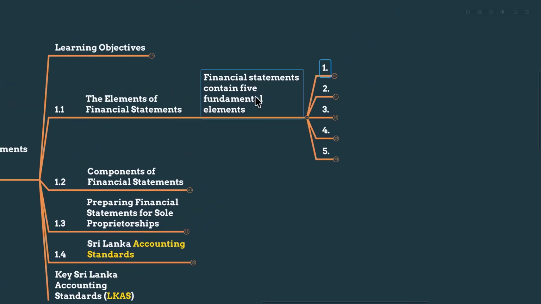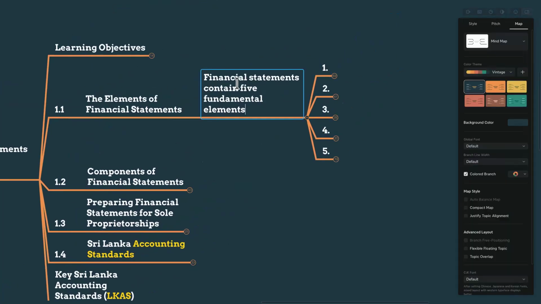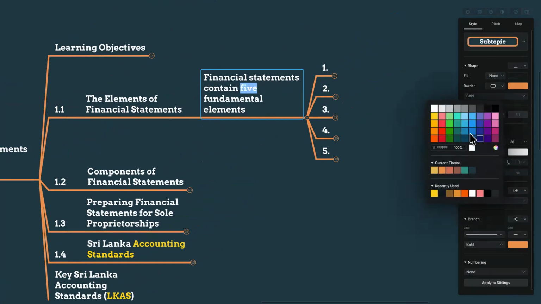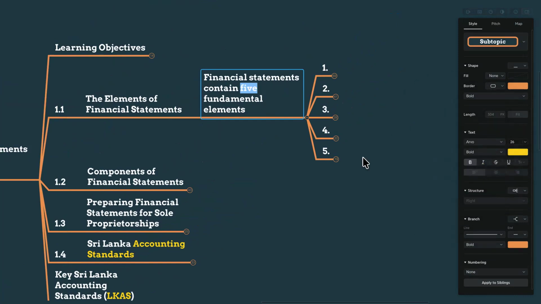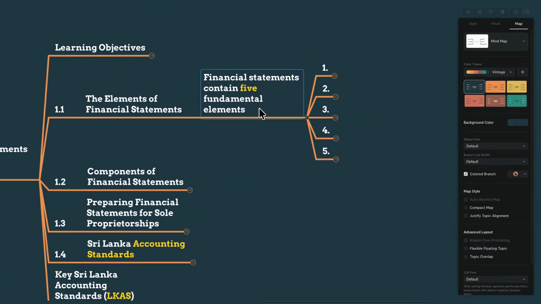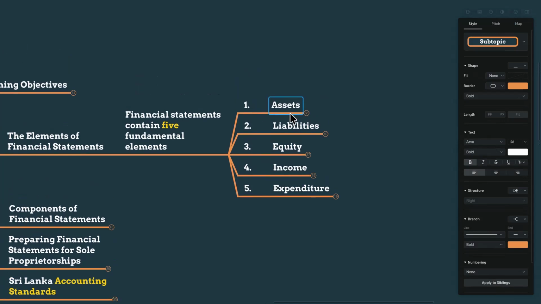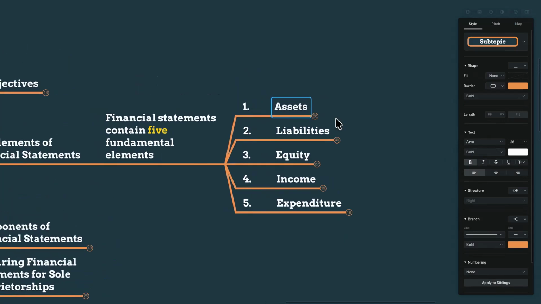So there are five fundamental elements. Remember, there are five fundamental elements contained in financial statements. Those are assets, liabilities, equity, income, and expenditure. Before we dive very deep into these five fundamental elements, I'll tell you simply what they mean.